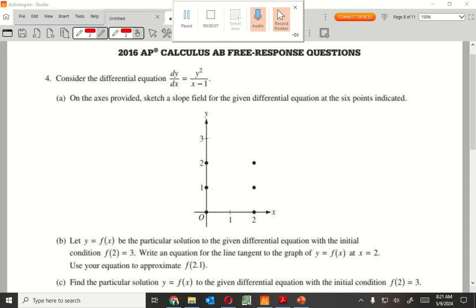All right, okay, consider the differential equation. We did this one a couple weeks ago on how to find the slopes. On the axis provided, sketch a slope field for the given differential equation at the 6 points indicated. So we have 6 points here. The first is 0 for x, 2 for y. So 2 squared, 0 minus 1 gives me a -4. So the slope is -4.